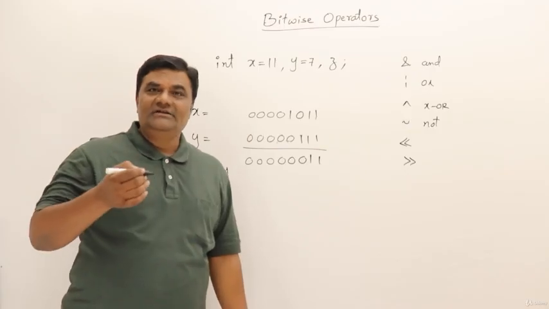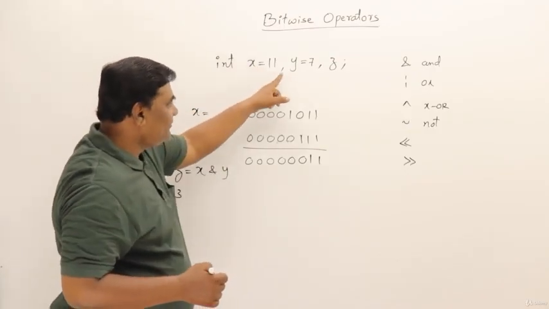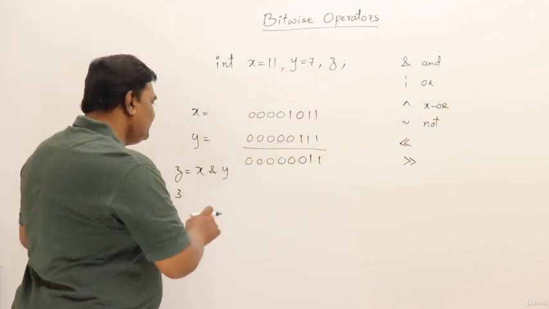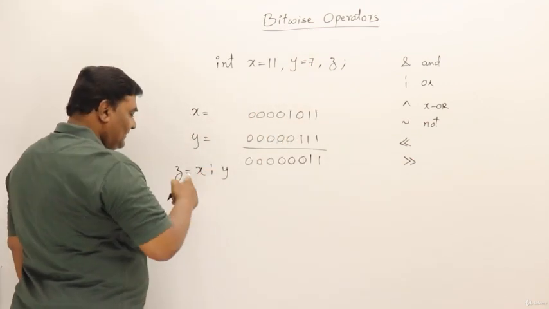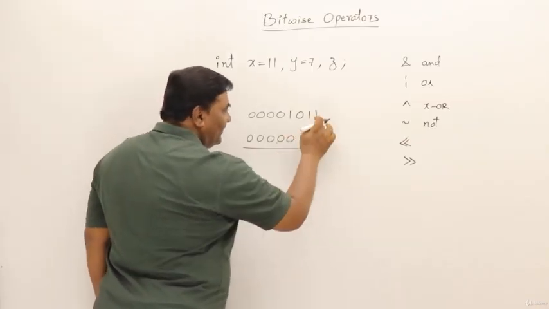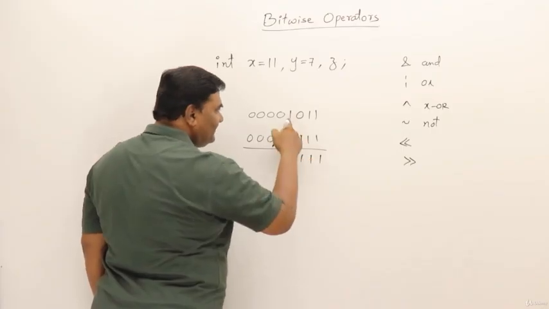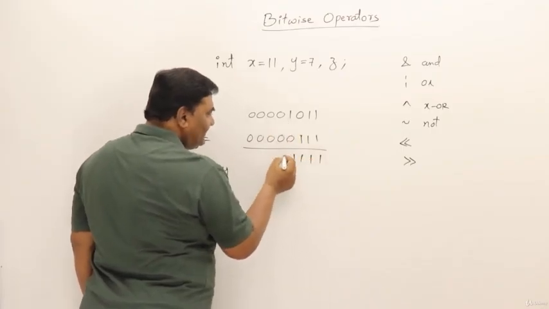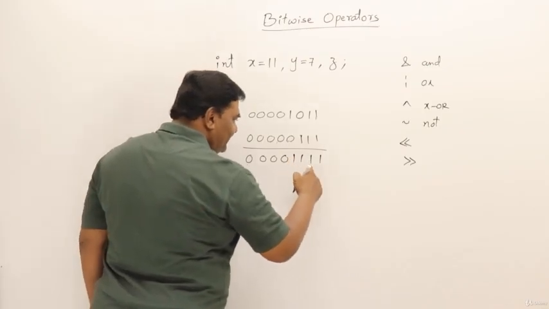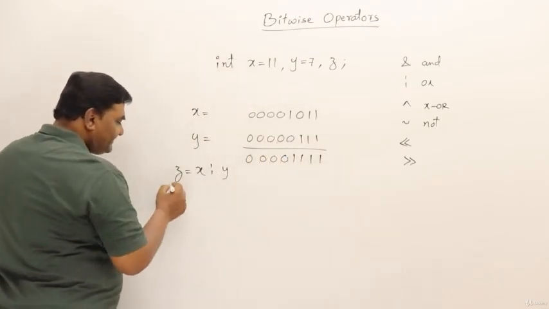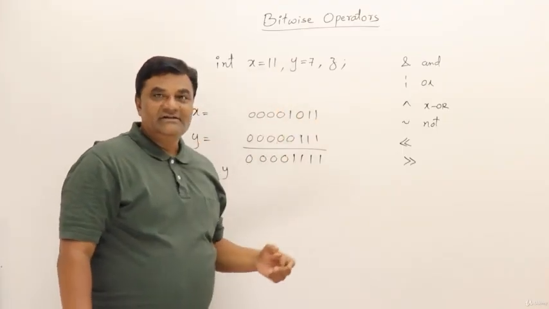Let us see what will be the result of OR operation. So I will take x as 11 only and y as 7. Then instead of AND, I will use OR operation. Then the result will be 1 or 1 is 1, 1 or 1 is 1, 0 or 1 is also 1, 1 or 0 is also 1, and all these are zeros only. Then this in the binary form is 1111. So in decimal, it is 15. 11 or 7 is 15.